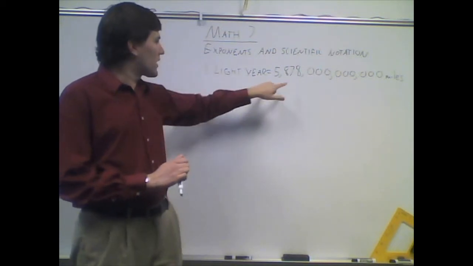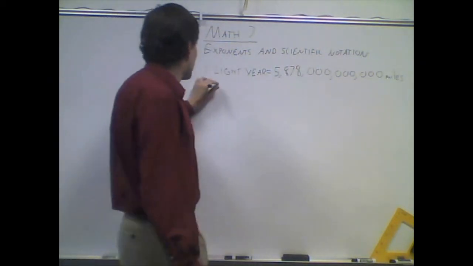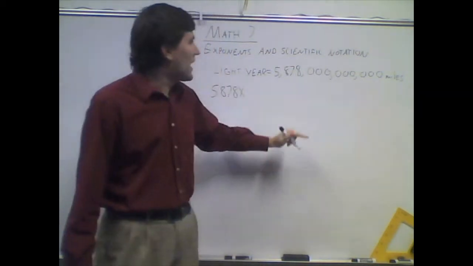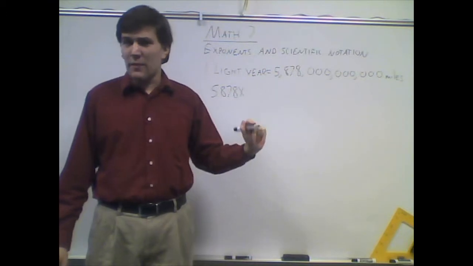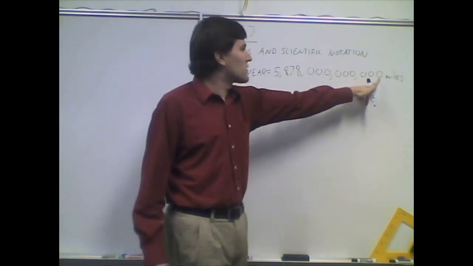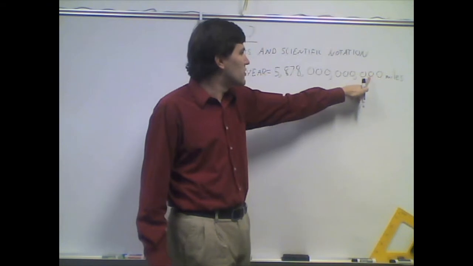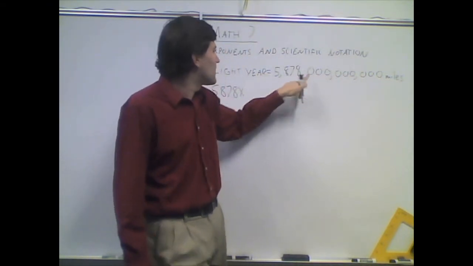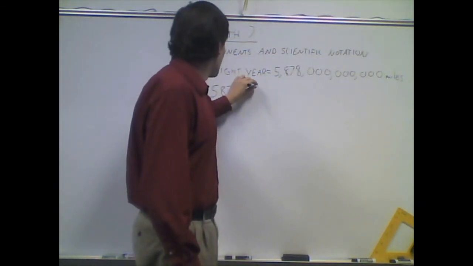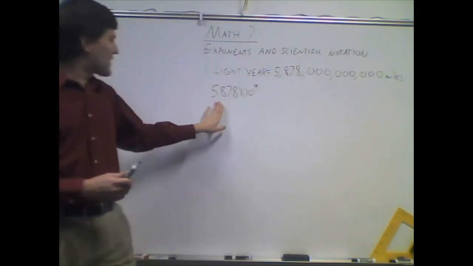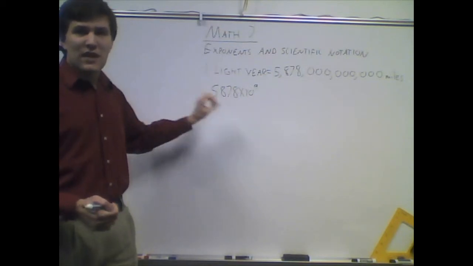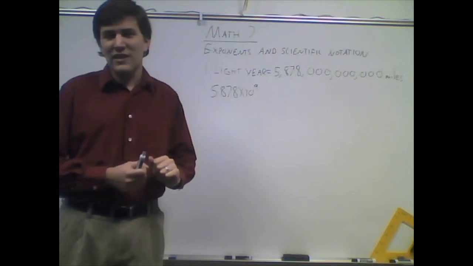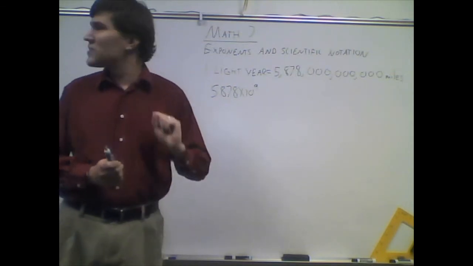If we look here, we can take this 5878 and multiply it by, from last time we know that each place value is 1 power of 10, so we go times 10 to the 1, 2, 3, 4, 5, 6, 7, 8, 9. So this would be 5,878 times 10 to the 9th. Is this the only way that we could write it, though? You're probably guessing that the answer is no.